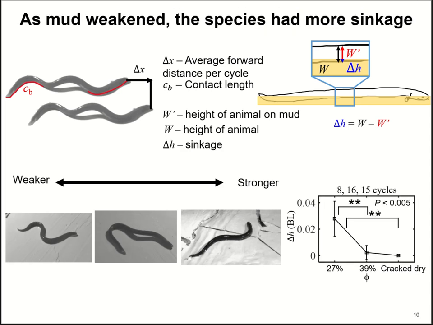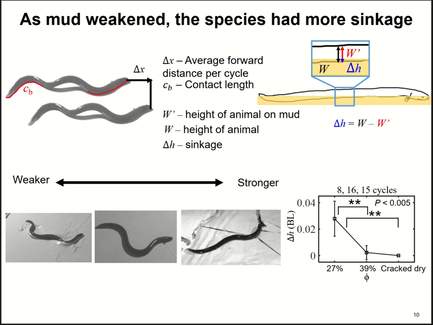We then measured the sinkage of the animal, which is denoted by delta H, at minimal body lifting. Here, the sinkage is defined as the difference between the height of the animal when off of the mud, denoted by W, and the height of the animal when on the mud, denoted by W dash.